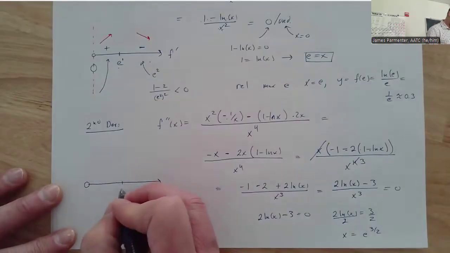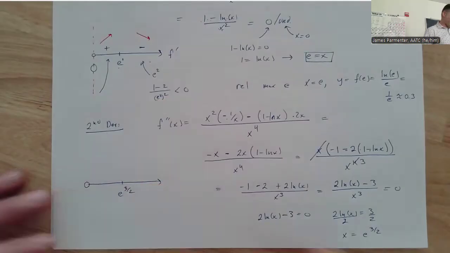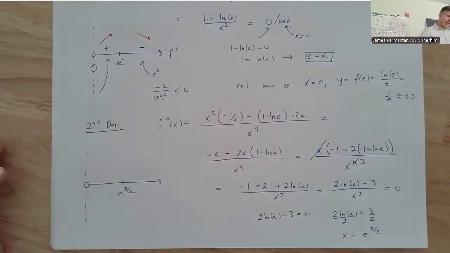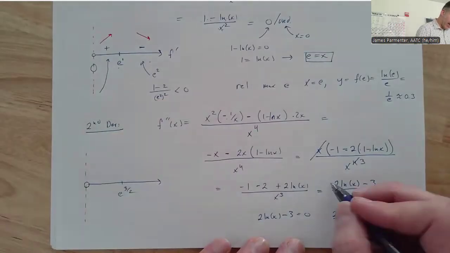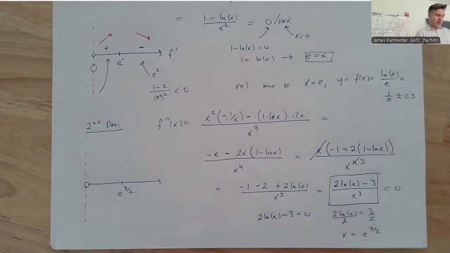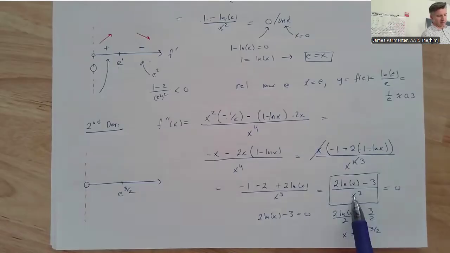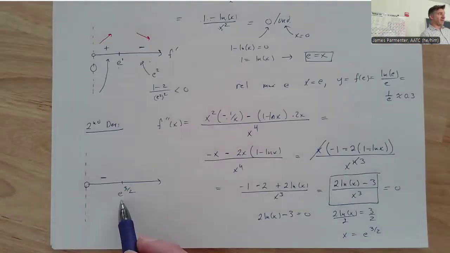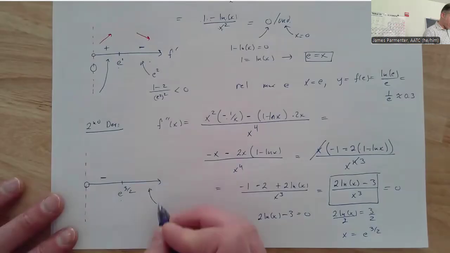So we have our e to the 3 halves over here. We've got a vertical asymptote over here. And same idea. We're taking our second derivative, looking at the form that's easiest to plug into, and being smarter this time and picking something smaller than e to the 3 halves, like 1. Plug in 1, 2 natural log of 1 is 0, 0 minus 3 is negative, the bottom's positive, so the whole thing is negative over here.